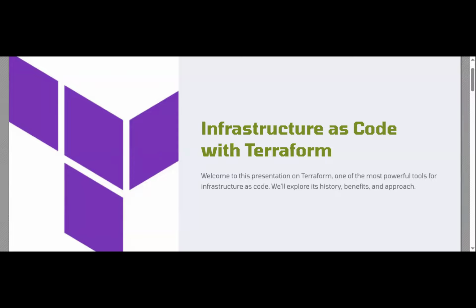Jenkins is what? Deployment tool. Jenkins is an automation and integration tool, CI/CD pipeline. Correct. Now, Terraform is what? Infrastructure as code.